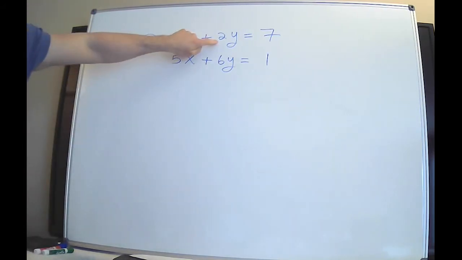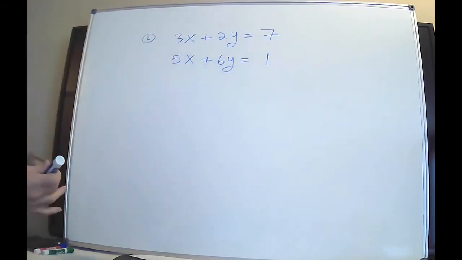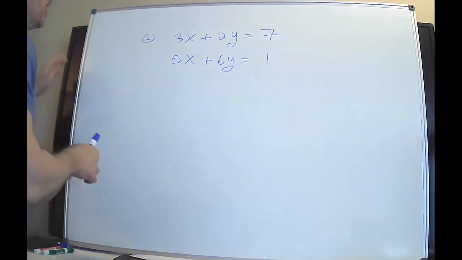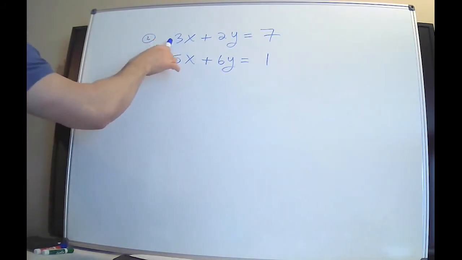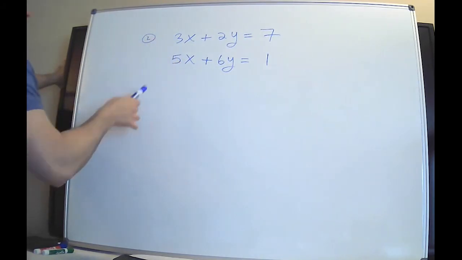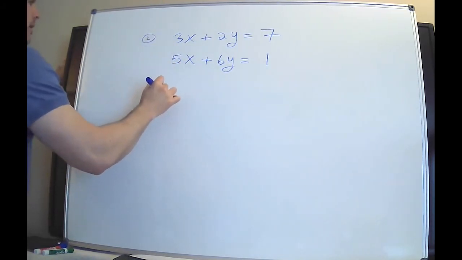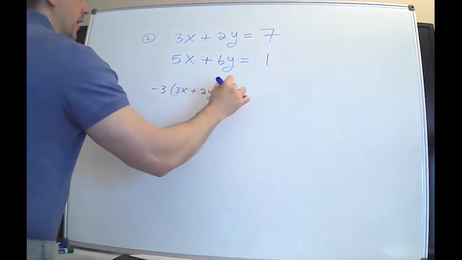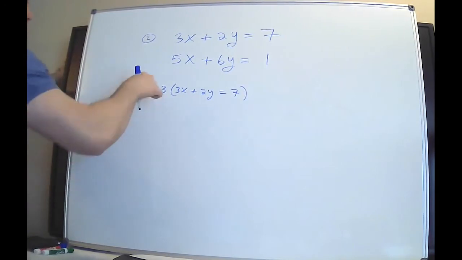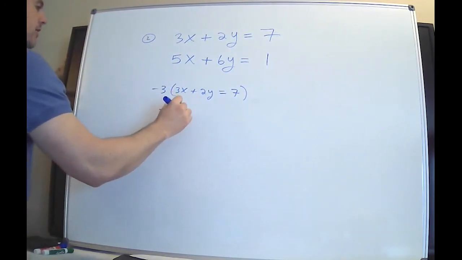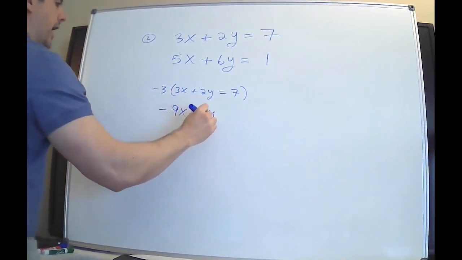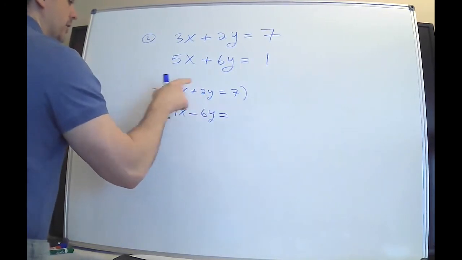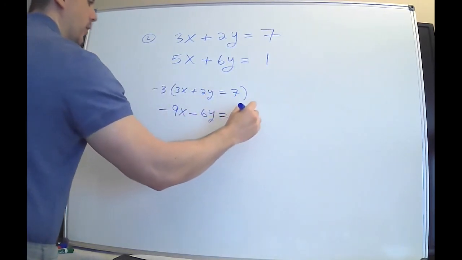I can very easily make this into a -6 by multiplying it by -3. I cannot easily turn a 3 into a 5 or a 5 into a 3. I'd have to make them both into 15s, and I don't want to do that. So I'm going to take the top one, and I'm going to multiply it by -3. And most of you did this. I already graded your classworks. So you get -9x, take away 6y, equals, now you're going to be careful, -3 times 7 is -21.